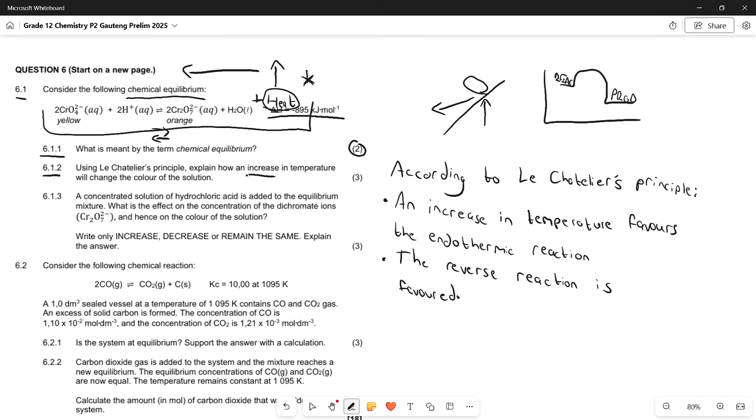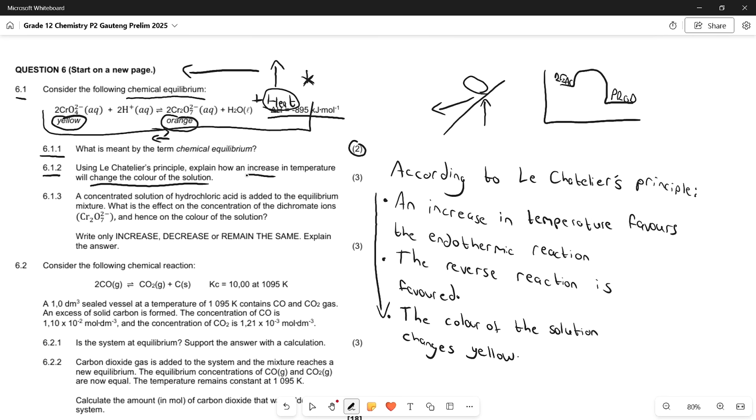And then in this specific question, they were asking the change of color of the solution. How will that affect it? And as we established, it will be orange if the forward reaction was favored, but if the reverse reaction is favored, it will form yellow, which means we just have to write that the color of the solution changes to yellow. And that is how we'd use Le Chatelier's principle with these 3 steps to earn us 3 marks over there.